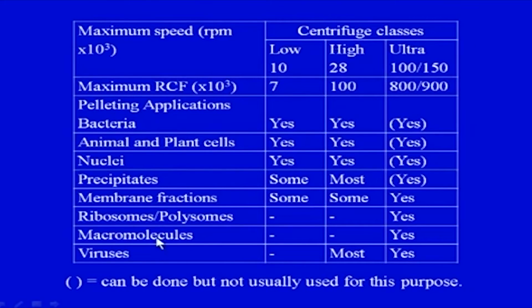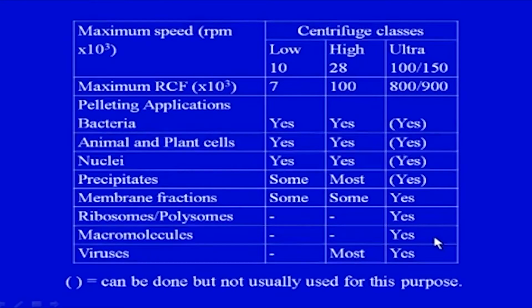Now, if you go further down here, you can see that membrane fractions, ribosomes, certain macromolecules and viruses all require ultracentrifugation. So, you can see that as the size goes smaller, you require a much higher relative centrifugal field for sedimentation of these molecules, particularly biomolecules.